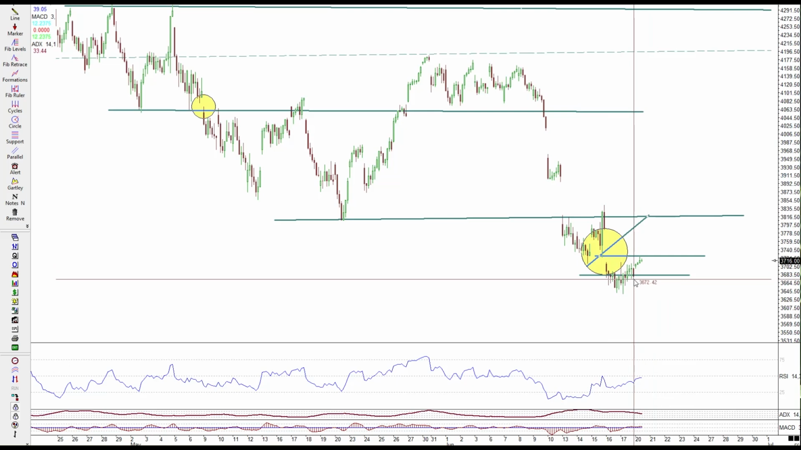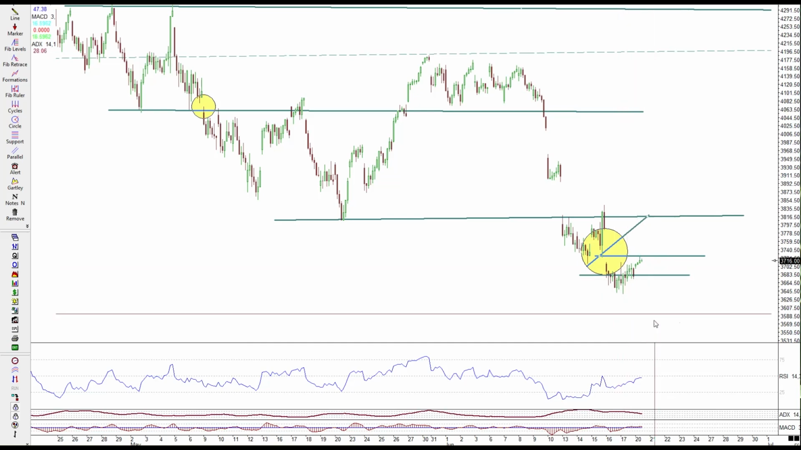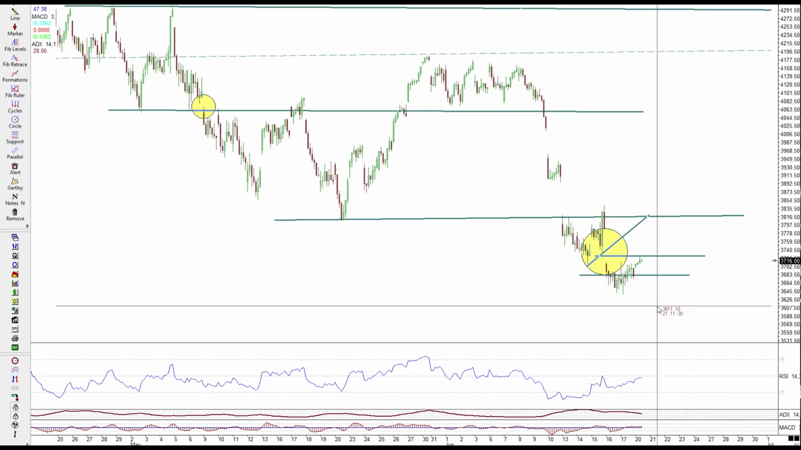And then here, I think a break below that 3670, 3650-ish area, and it'll be heading down to these lows. If it breaks those lows, then be watching those levels from the longer term retracements below.